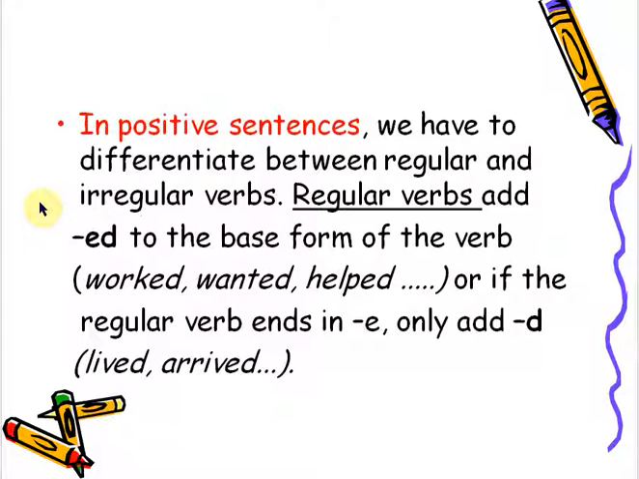In positive sentences, we have to differentiate between regular and irregular verbs. Regular verbs add ed to the base form of the verb: worked, wanted, helped. Or if the regular verb ends in e, you only add d. Leave and arrive are examples of these verbs. So they end in e and you just add d and get the past simple: lived or arrived, liked, and so on.